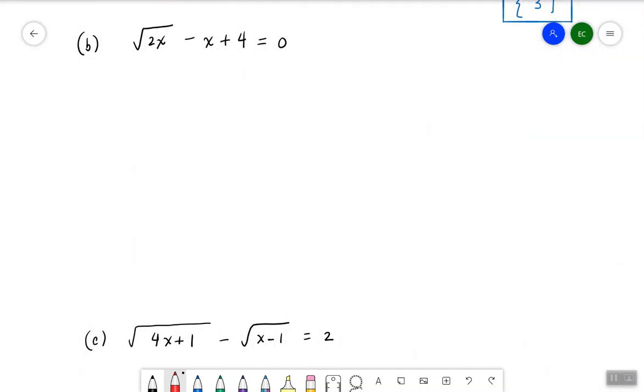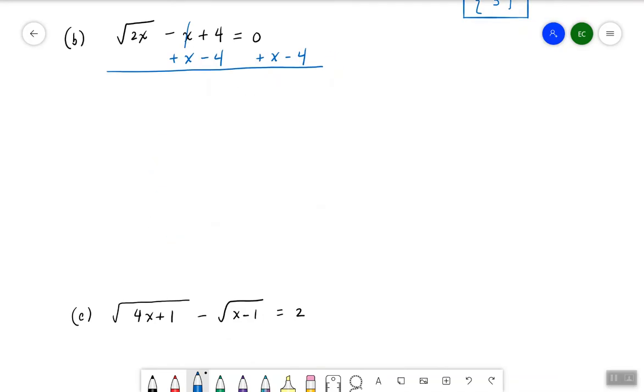You could try doing it for yourself before we do it together, if you like. Remember, the first step is to isolate the radical and then to square both sides. So in this case, the radical is not isolated yet. We need to move the -x and the +4 over to the other side so that the square root is isolated. So let's go ahead and add x and subtract 4 to both sides. And then the x's cancel and the 4's cancel, and we're left with the square root of 2x is equal to x minus 4.